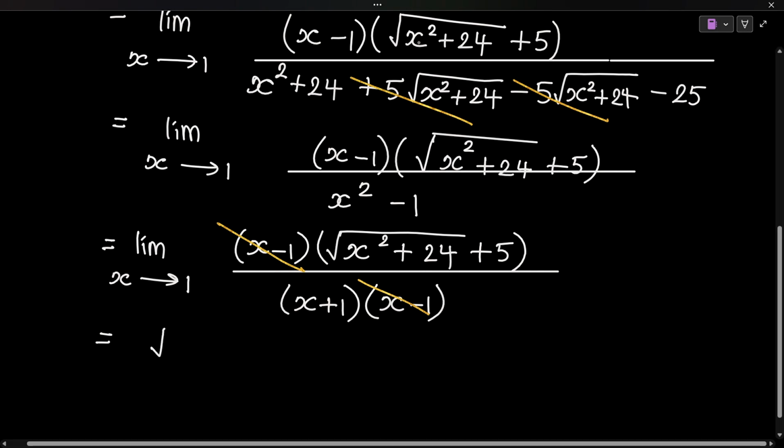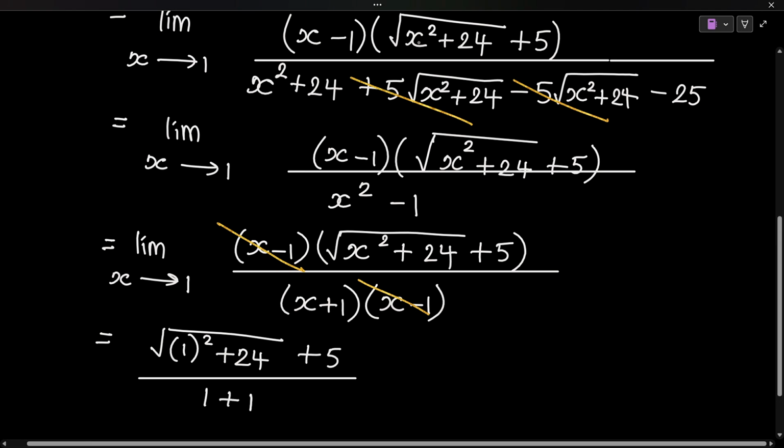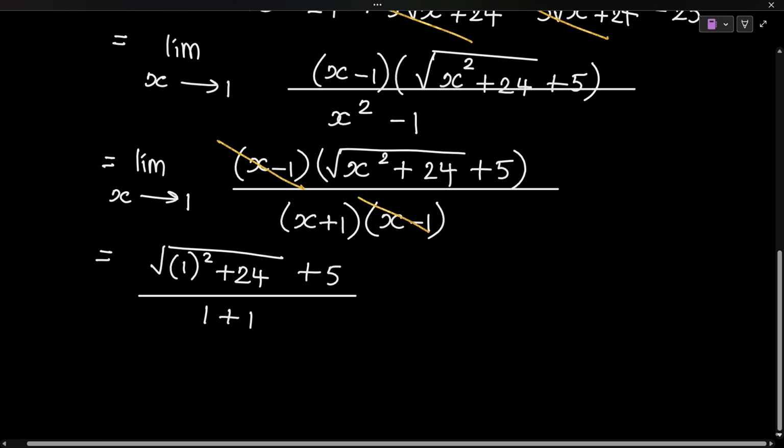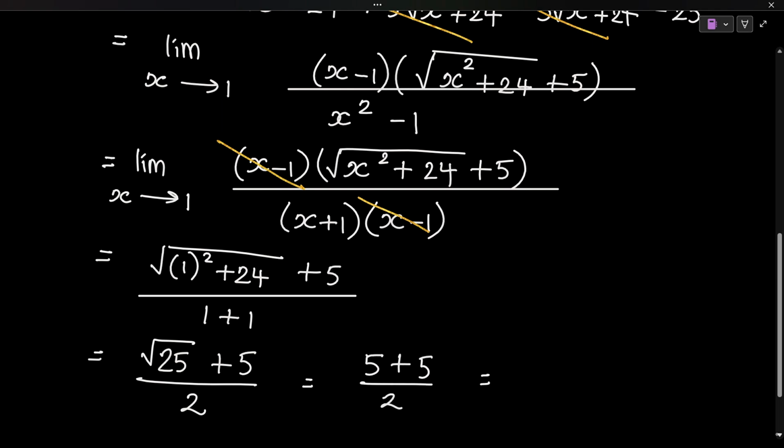So we're going to have the square root of 1 squared plus 24 plus 5 all over 1 plus 1. So we can simplify. Under the square root, 1 squared is 1. 1 plus 24 is 25. In the denominator, we have 2. We know that square root of 25 is 5. Simplifying the numerator, we have 10 over 2. And our final answer is 5.